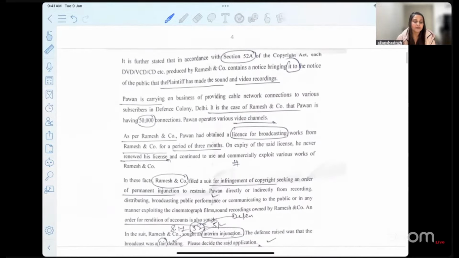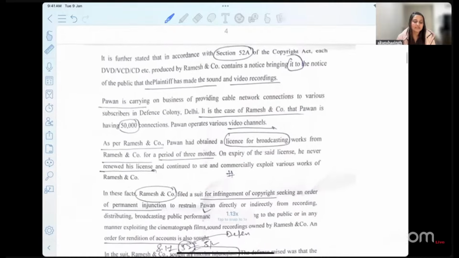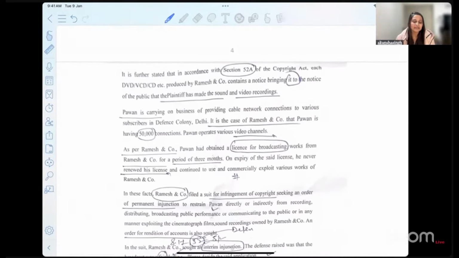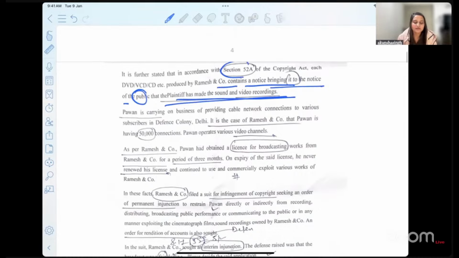Now moving further, it is stated that in accordance with section 52A of the Copyrights Act, each DVD, CD, VCD produced by this particular company contains a notice bringing it to the notice of the public that the plaintiff has made the sound and video recording. So what is section 52A basically? The object of section 52A is to bring transparency, to tell you who is the actual owner of this particular work, even though it is being broadcasted or reaching you through another party. So this is a transparency based provision. So they have mentioned section 52A as well.